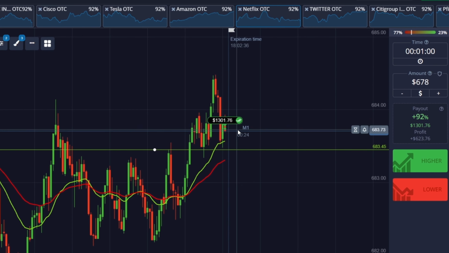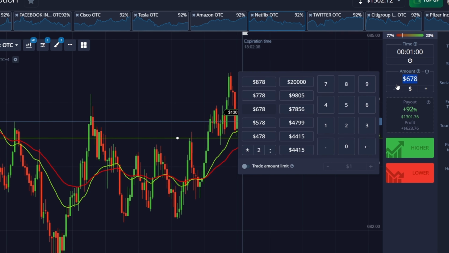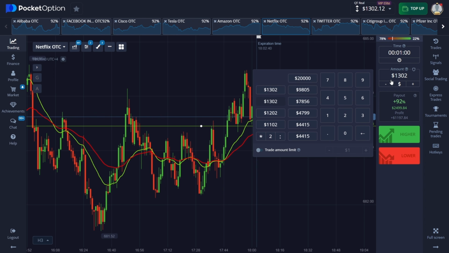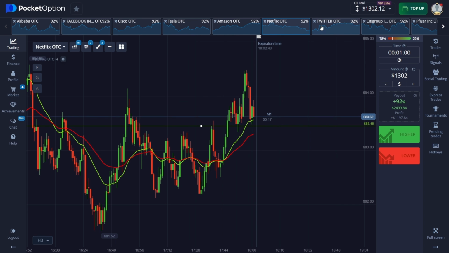Okay, it's a win. We won another trade. Now my balance is $1,302 from just $50. Let's find another trade for this compounding session.